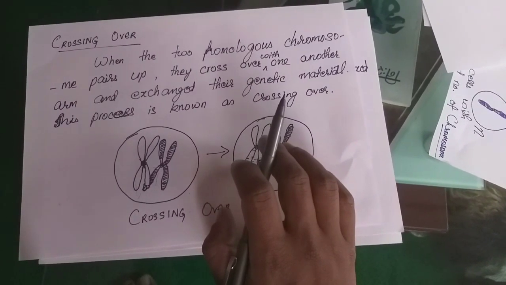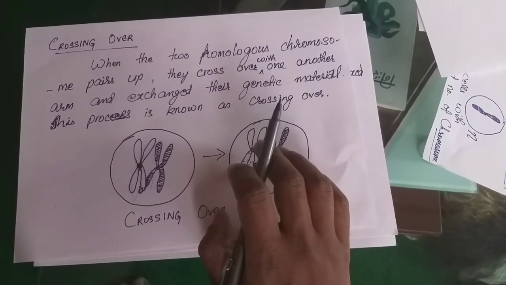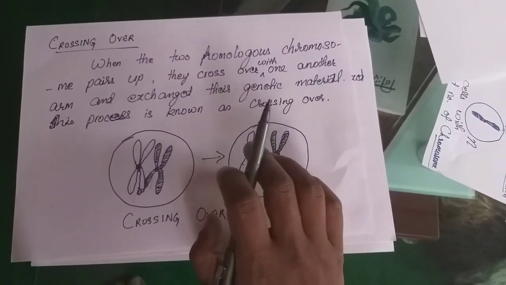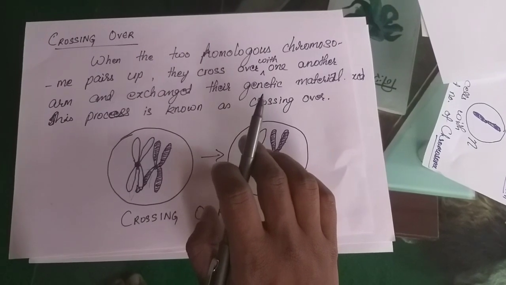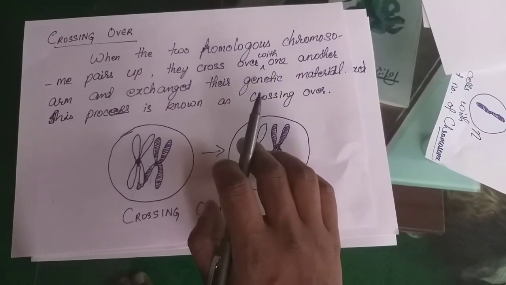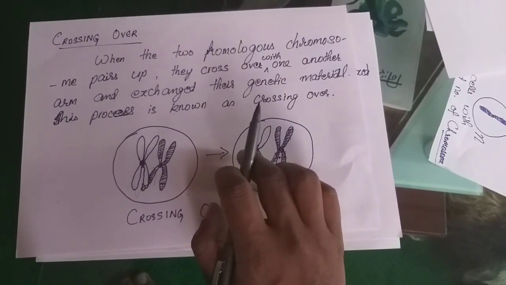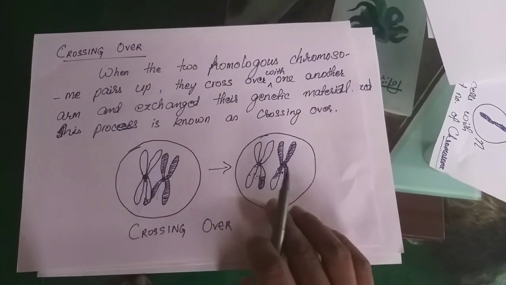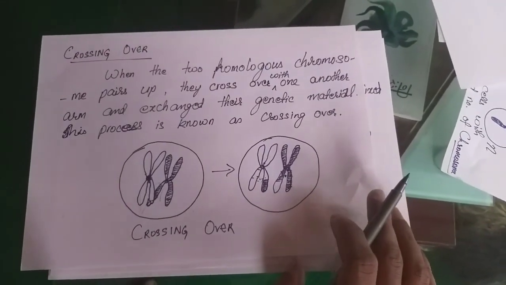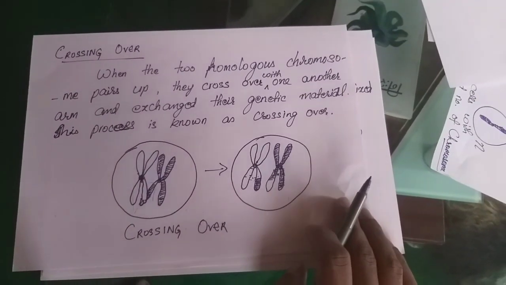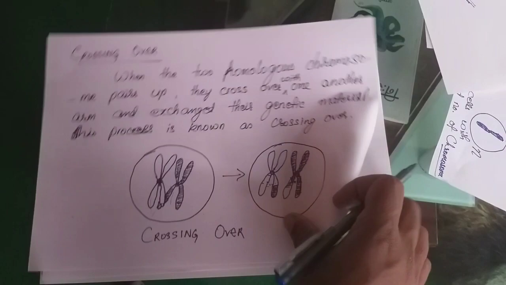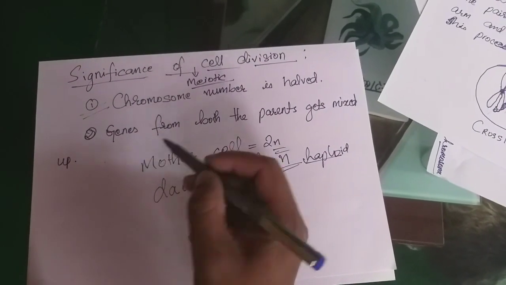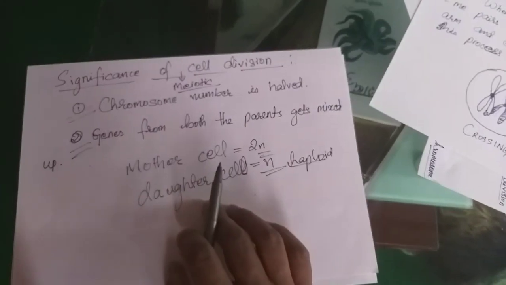Similarly, you have heard that some of you have eyes like your mother. That means in crossing over, or in the formation of gametes, the gene of the mother's eye dominated the gene of your father's eye in your case. That is the reason why the character of your mother's eye came into you, but the character of your father's eye became recessive. So that was the significance of meiotic cell division. One is that the chromosome number is half that of the mother cell, and the next is that genes from both the parents get mixed.